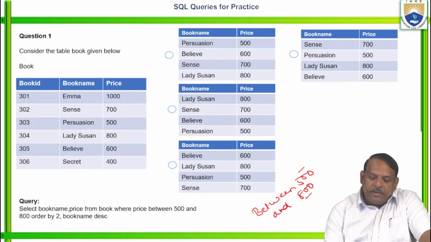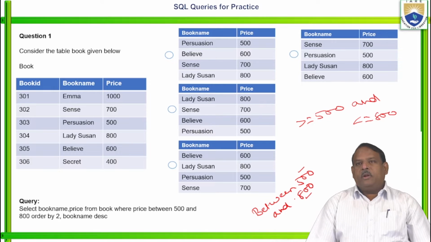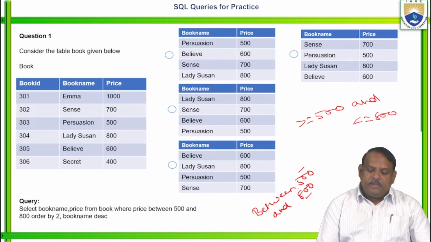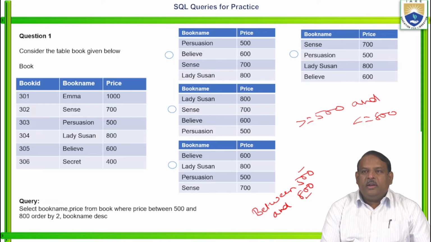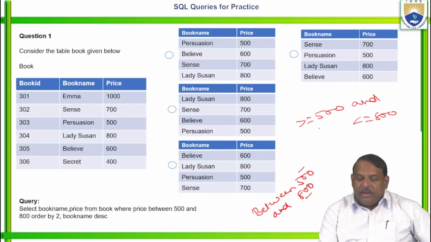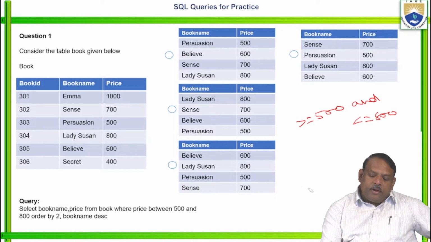In another way, we can write it like this: price greater than or equal to 500 and price less than or equal to 800. That means the lower and higher boundaries are also considered in the between operator. The between operator is used to search a given range. In the given range, we give 2 values, a lower boundary and a higher boundary, and both are inclusive. This is the between operator query. Now we'll try to solve the first problem.